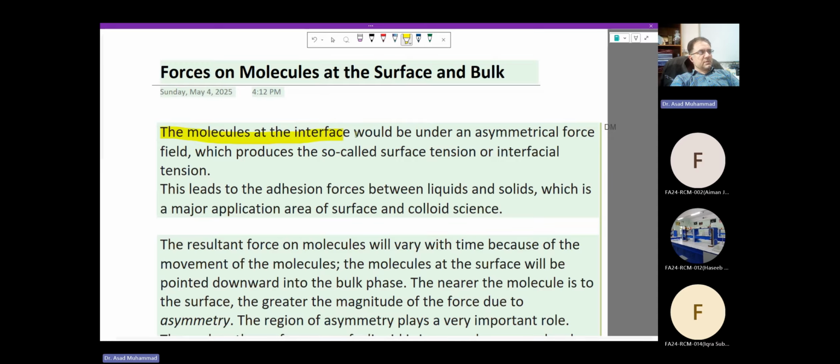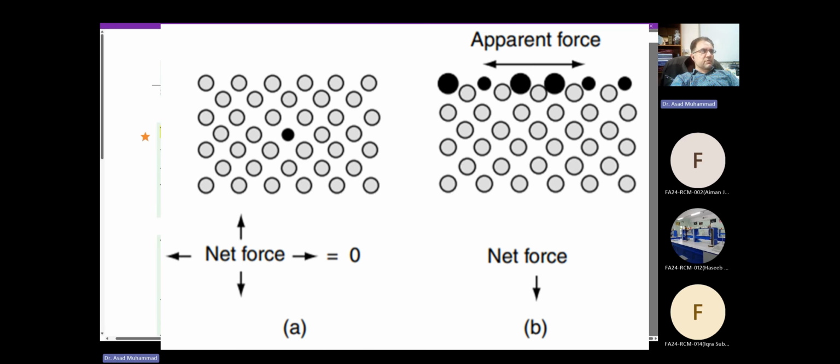This is a very important thing that we just discussed here, that molecules at the interface would be under an asymmetric force. We discussed, and why this is an asymmetrical force, we also discussed that. So you have to remember that. This leads to the adhesion forces between liquid and solid, which is a major application area of the surface and colloidal science. The resultant force on molecules will vary with time because of the movement of molecules.